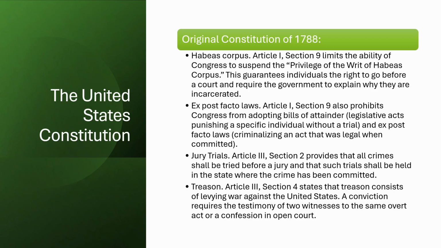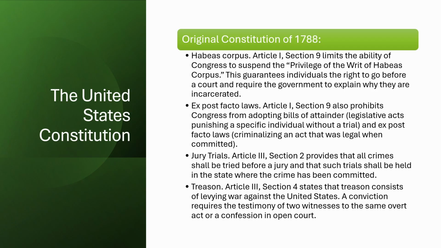Article 3, Section 2 provides that all crimes shall be tried before a jury and that such trial shall be held in the state where the crime has been committed. However, this right can be waived by a defendant if they would prefer to go in front of a judge rather than a jury of their peers. Treason is a levying of war against the United States. A conviction requires the testimony of two witnesses to the same overt act or a confession by the accused in open court.